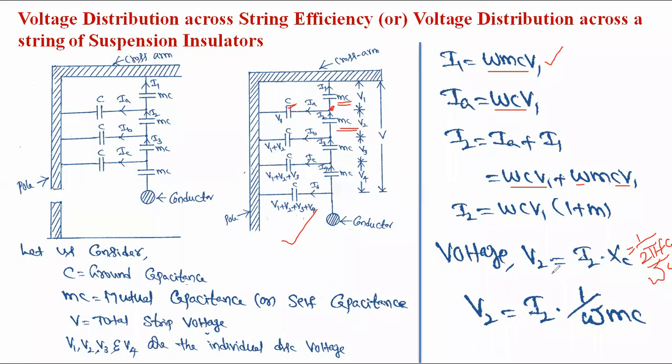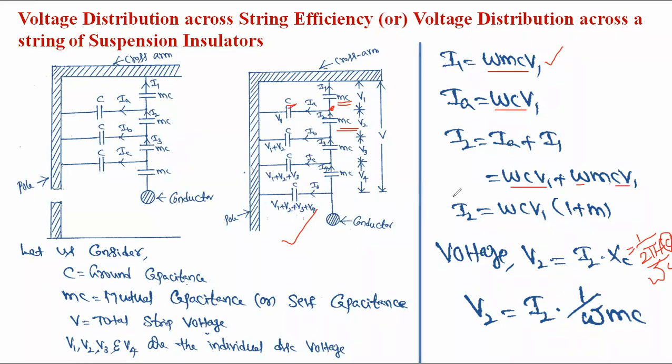Substitute here, that is I2 into 1 by 2 pi F, in the sense omega. The capacitance is substituted for the mutual capacitance or self capacitance, that is represented by MC. That is I2 into 1 by W into MC. This is the V2 value.